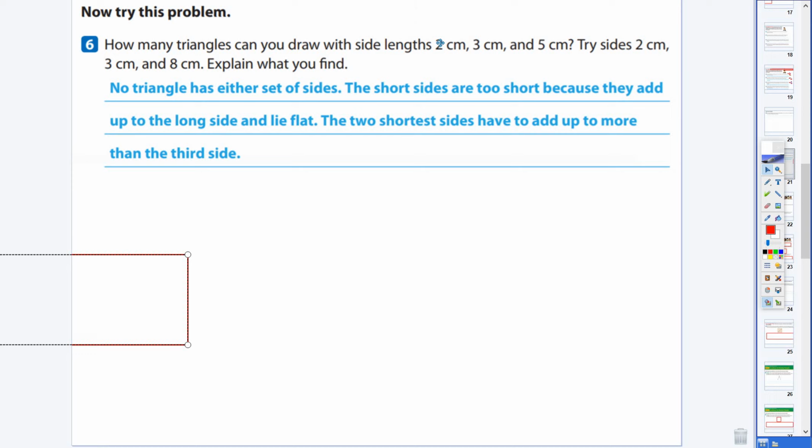You can see here the 2 shortest sides, 2 and 3. 2 plus 3 must be greater than the third side, and 2 plus 3 is not greater than the third side. Look at this one. 2 and 3 are the shortest sides. 2 plus 3 is not greater than the third side, and therefore you cannot create a triangle.